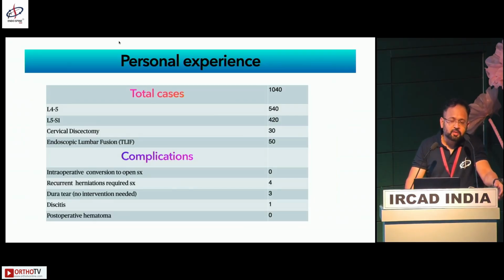These are around 1040 cases, my initial experience of all the cases I have done. The bread and butter is L4-L5 and L5-S1. Cervical is around 30 to 40 cases, fusions around 50 to 70 cases. I had recurrence in only 4 cases, a dural tear in 3 cases and discitis in only 1 case. It was fulminant, and the patient was diabetic. About postoperative hematoma, we'll discuss later whether it is good or bad.